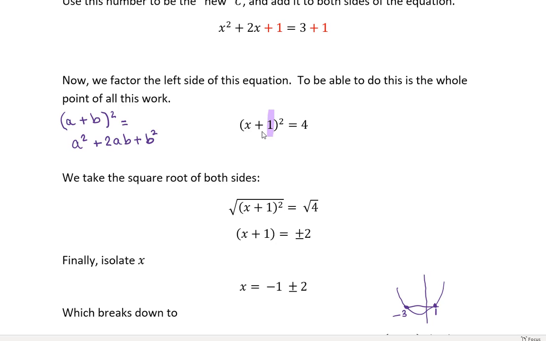Well, I want x alone. I don't want (x + 1) quantity squared. So first thing I'm going to do is take my square root on both sides, right? So I take my square root. That leaves me with x + 1 on one side, and then the square root of 4 is going to be plus or minus 2.